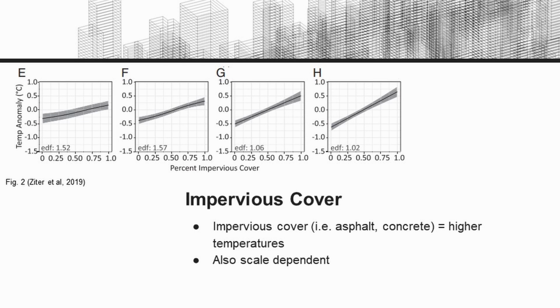This chart demonstrates the relationship between impervious cover and temperatures, and the results clearly show that increased amounts of impervious cover resulted in higher temperatures observed for any given area, and that the effect was also scale dependent. However, in contrast to the effects seen with canopy cover, the scale-dependent nature of this effect was far more linear.